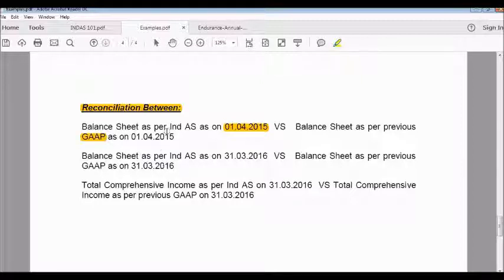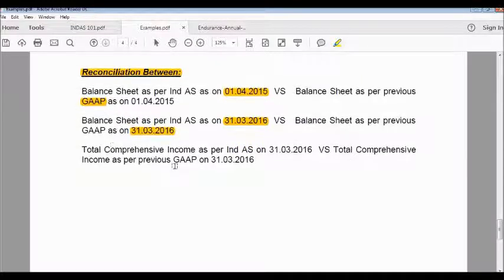So the reconciliation will be as per previous GAAP versus as per Ind AS, and the date would be 1st April 2015. Then the balance sheet as per Ind AS as on 31st March 2016 versus the balance sheet as per previous GAAP as on 31st March 2016. And then the total comprehensive income as per Ind AS for the year ended 31st March 2016 versus total comprehensive income as per previous GAAP, and also the cash flow statement.